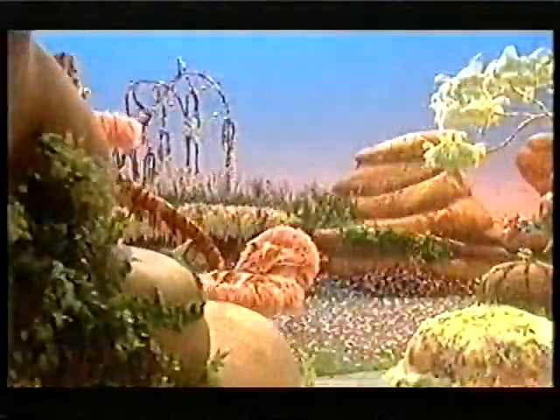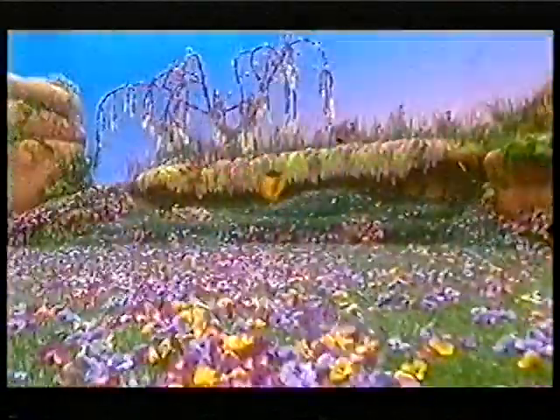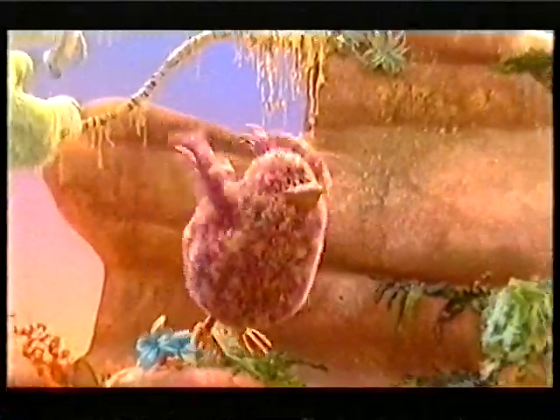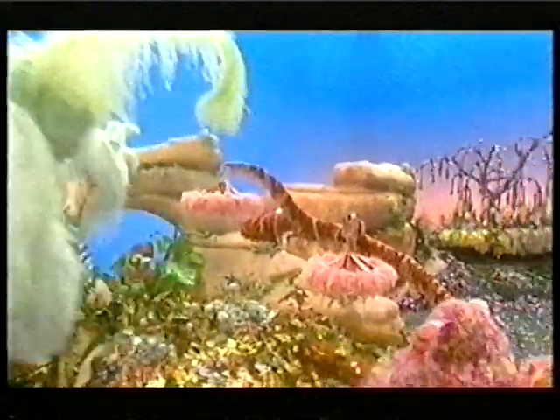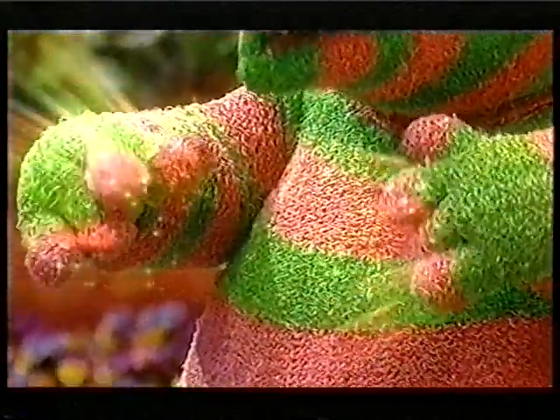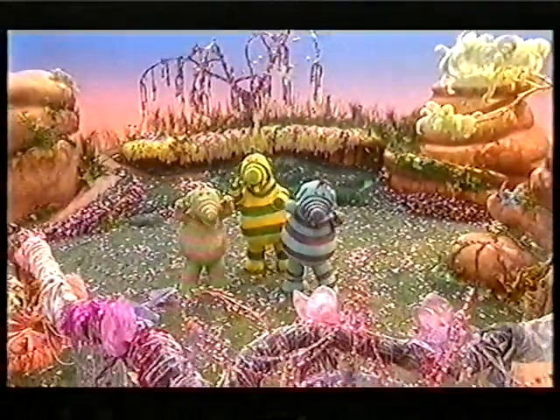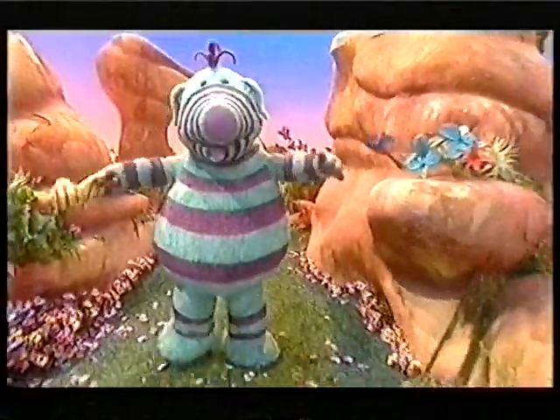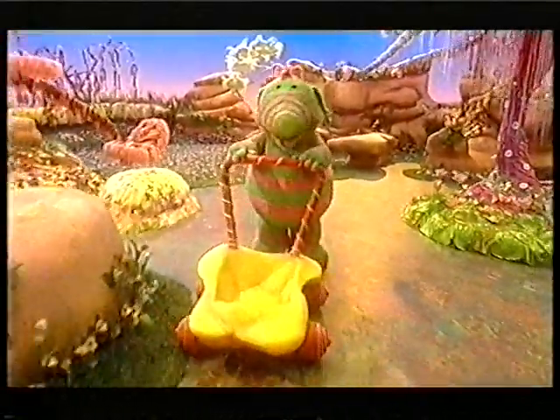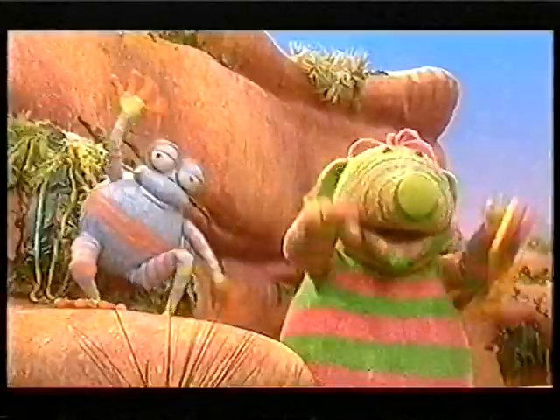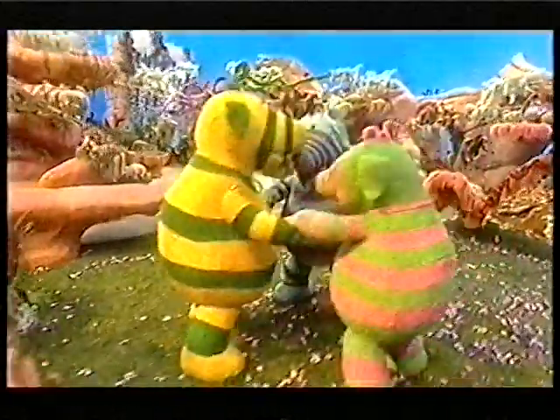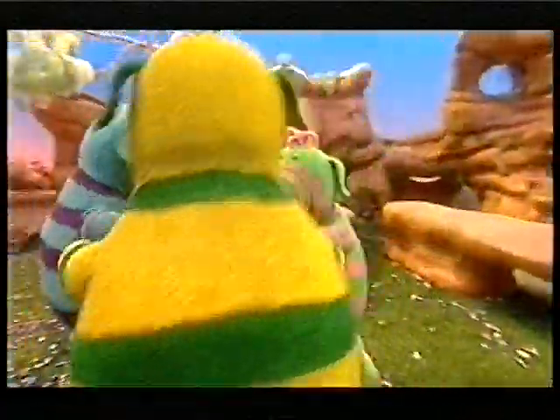Every girl, every boy, come on, open up your eyes. There's a world right here, full of wonder and surprise. Let's go and find the Fimbles! Fimbles, Fimbles, Fimbles. Where's the Fimbles? Sing along with Fimbo, Florrie, and Baby Pom.